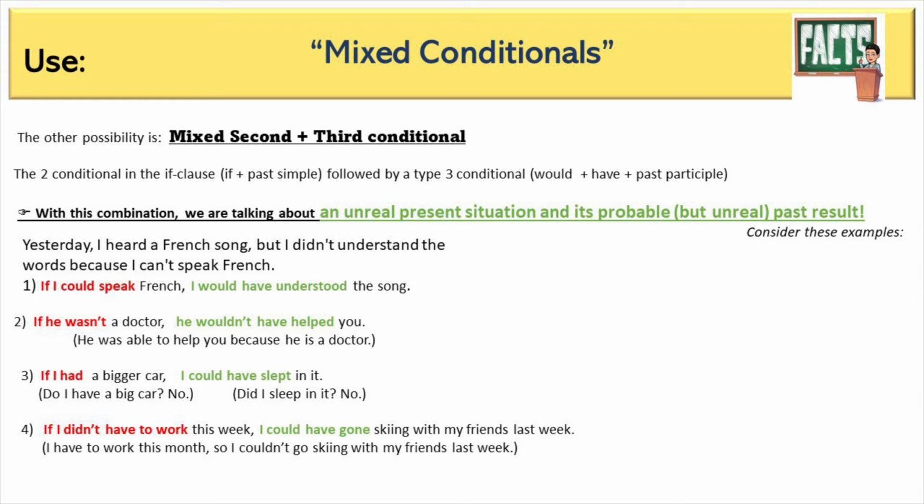And number 4? If I didn't have to work this week, I could have gone skiing with my friends last week. So I couldn't go skiing with my friends last week, because you have to work this month. You will need to spend some time practicing and understanding these conditionals because they are a bit tricky. And remember, you're using real life situations, and this is complicated language, but life is complicated as well. So just keep practicing and you will get used to it.